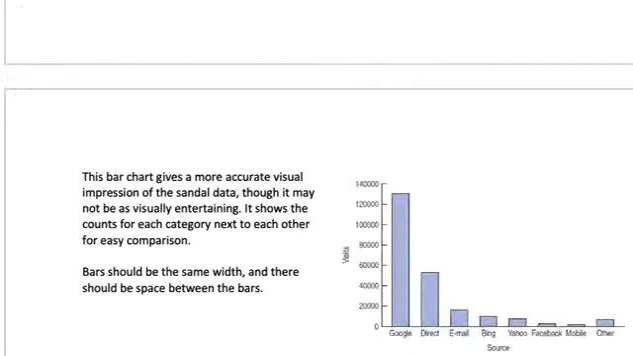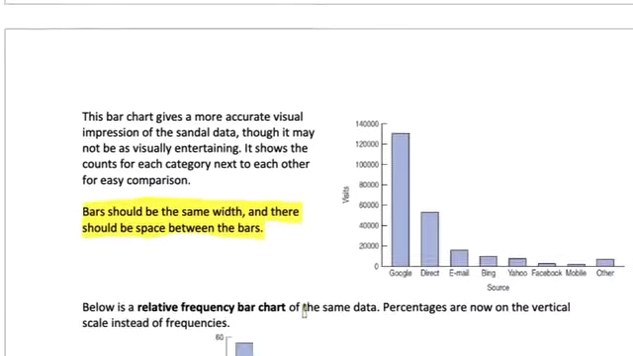When you're doing a bar chart, the bars should be the same width. And that was the problem with the shoes earlier, is that they weren't the same width. And there should be space between the bars. So you see in these bar charts, I have a little bit of space. The two bars are not touching one another.